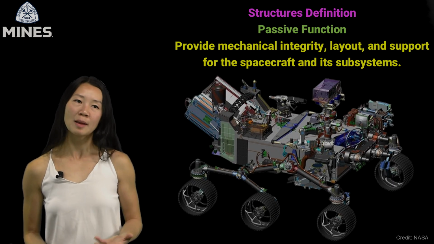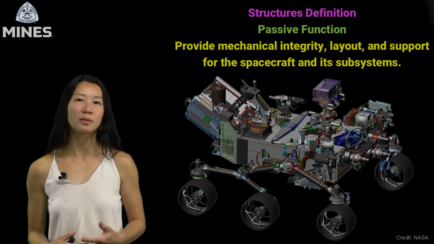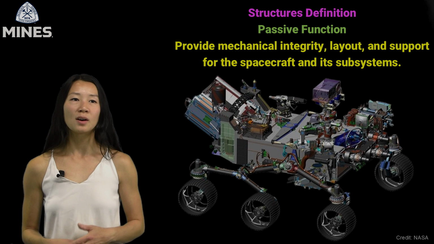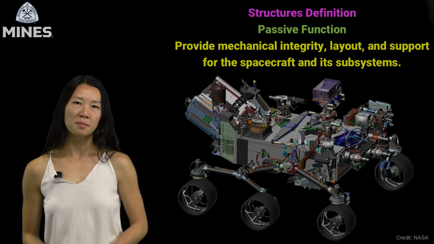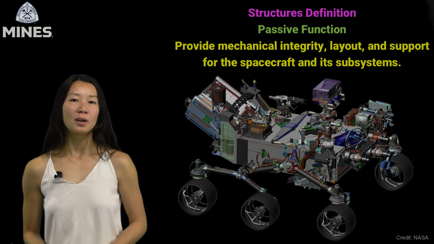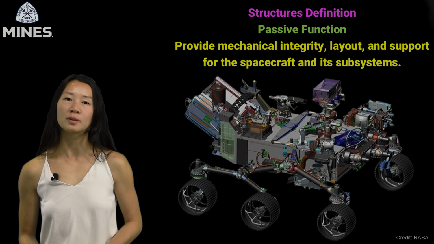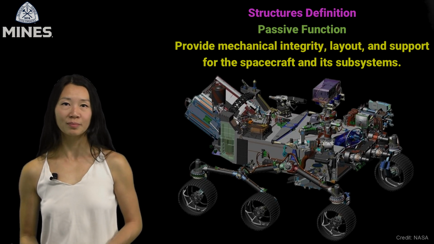An example of a primary structure is this load-bearing frame that defines the shape and takes all the mission and launch loads. For Mars 2020, that's the Warm Electronics Box, or WEB, a rugged central chassis made of titanium and aluminum, which houses and protects the avionics, power systems, and onboard computer. It provides the structural backbone for the entire rover.